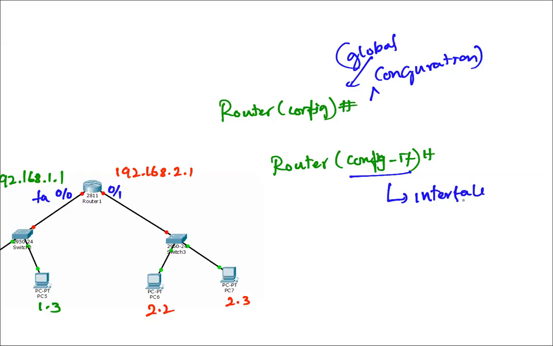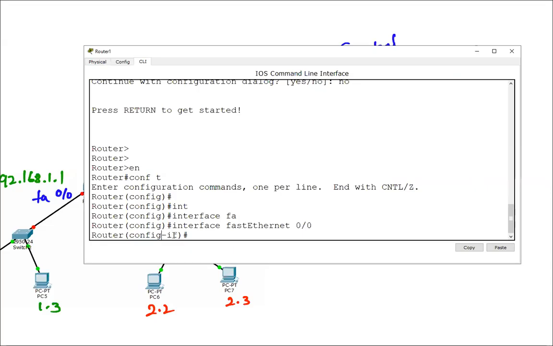Right? Config, and then you are configuring what? You are configuring the IF, which means interface, right? So this is called interface configuration. So I'm into the interface configuration now. We can see this -IF. Okay, here you see -IF.